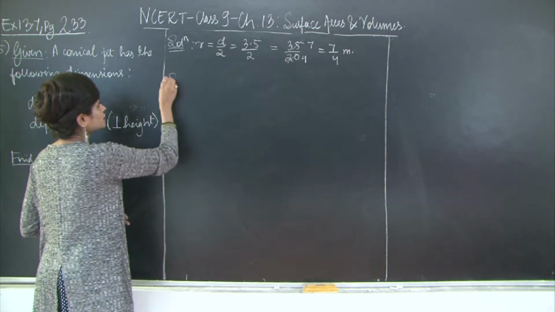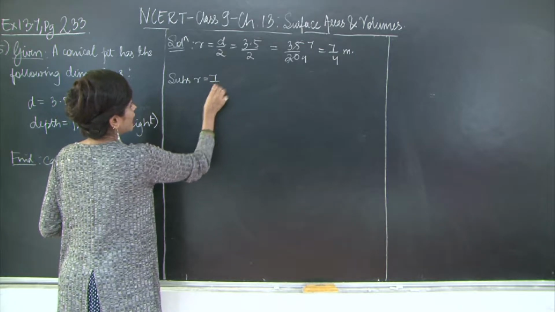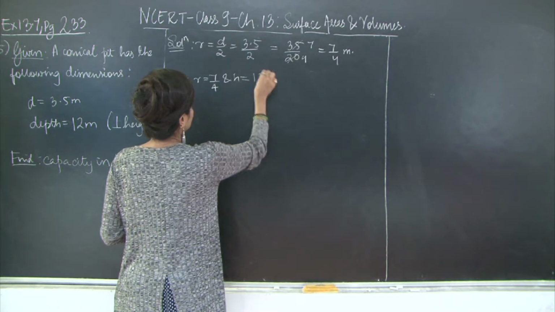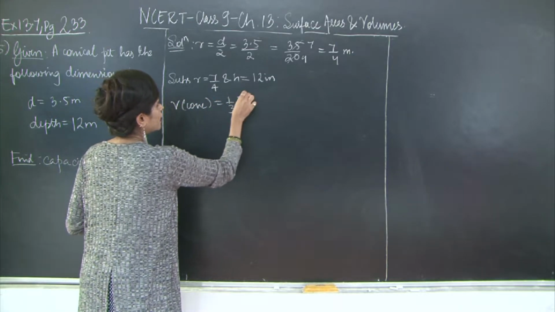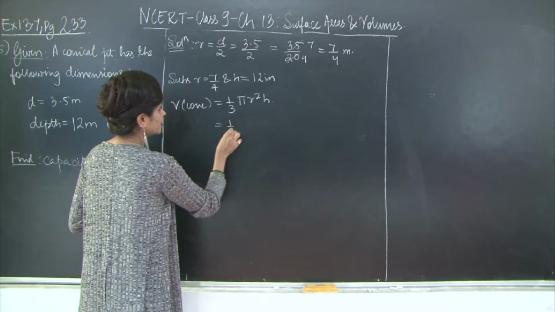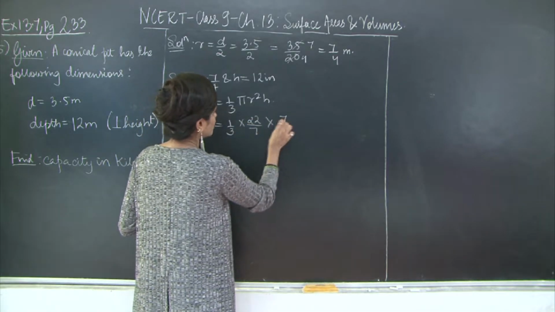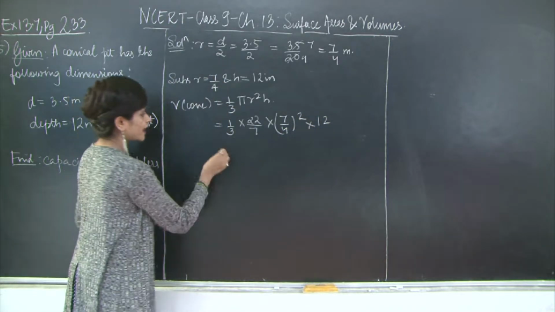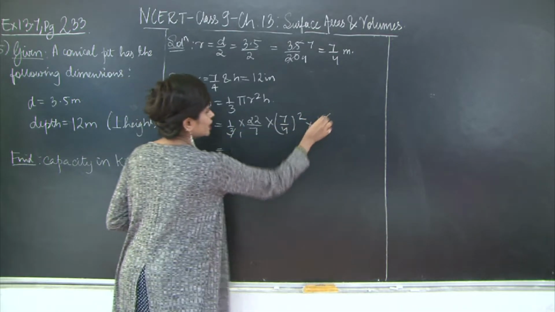So let's substitute. R is equal to 7 upon 4 and H is equal to 12. Volume of cone is equal to 1 upon 3 pi R square H. So volume has not been given. I'll say 1 upon 3 into 22 upon 7 into R square, which is 7 upon 4, the whole square, into 12. Right, so let's expand this bracket. We can just cancel 3 out here first. 3 1s are 3, 3 4s are 12.